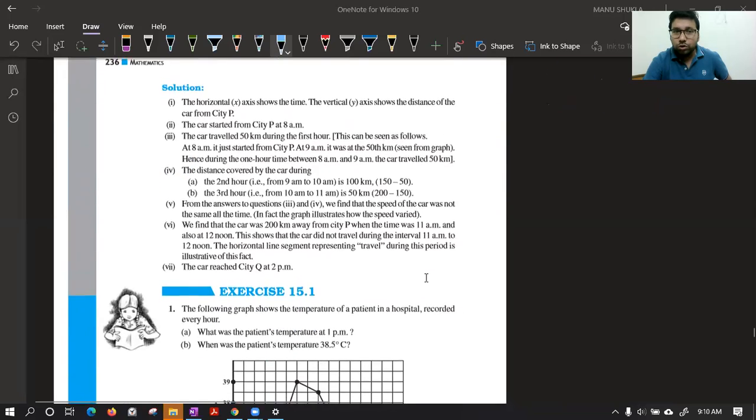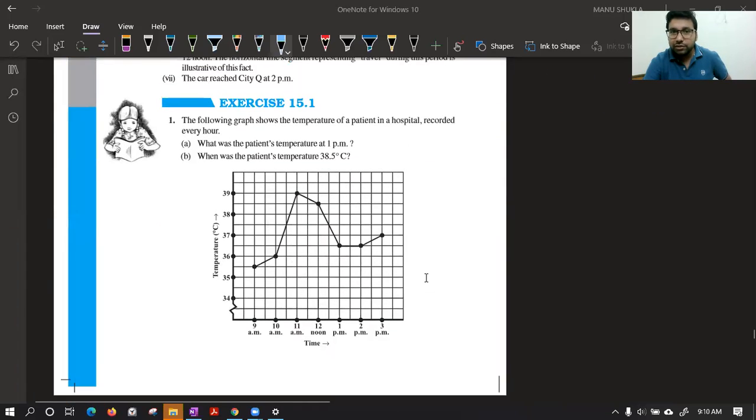Now tomorrow I want you all to complete these questions of 15.1. They all are similar. Just try to read the questions carefully. After you have done all the questions, then you can check your answer at the back.